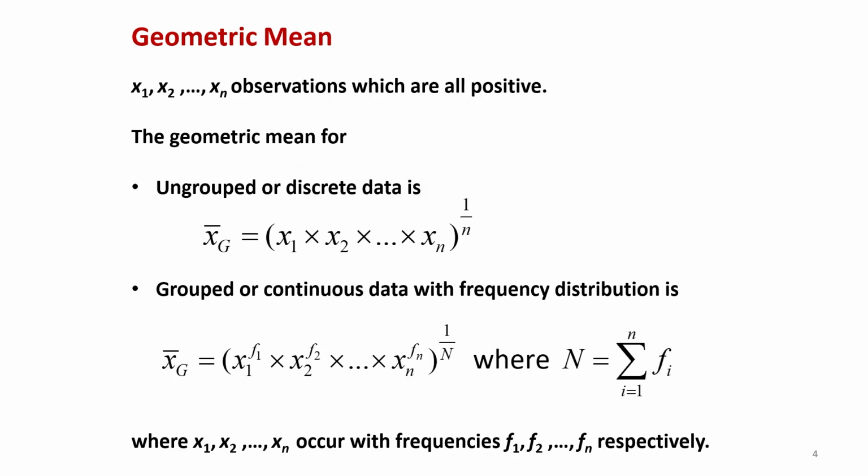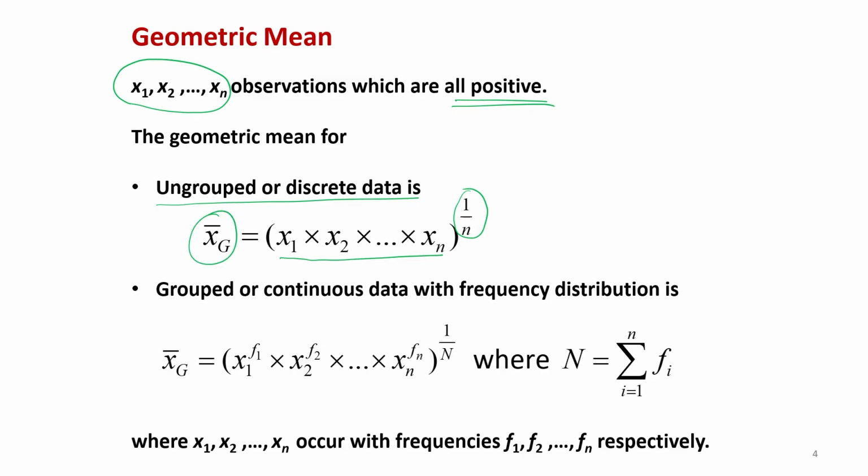Now let us see how we can find the geometric mean. Suppose there are n observations, say x1, x2, up to xn. I believe you understand this terminology easily, and we assume that all the observations are positive. There is a reason for that, which will be clear as soon as I give you the definition. In the case of ungrouped or discrete data, this is defined as the product of x1, x2, up to xn raised to the power of 1 upon n, and this is denoted as x bar g, the geometric mean.